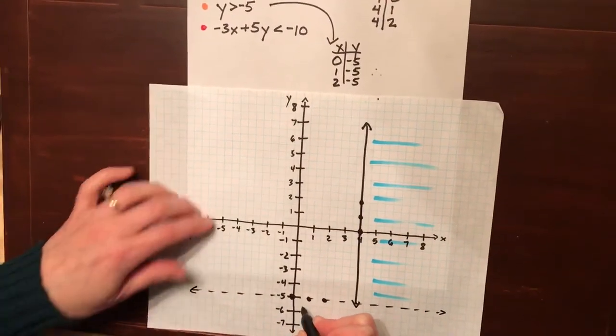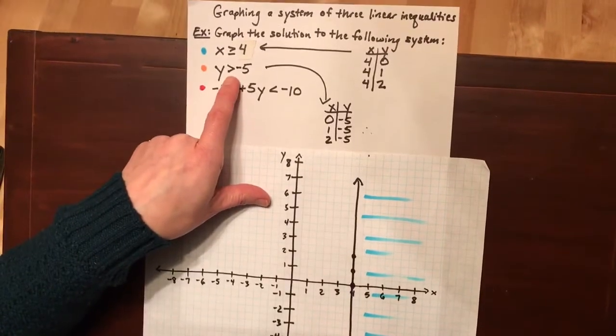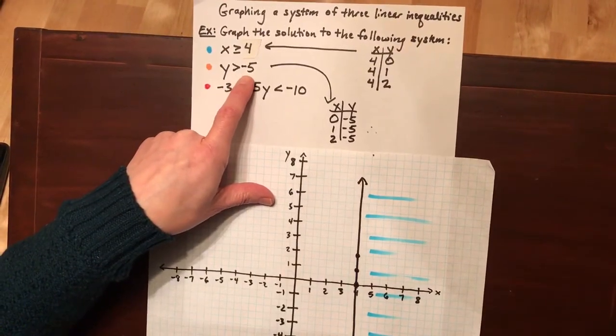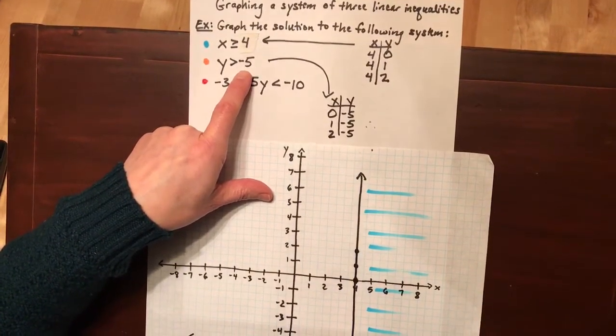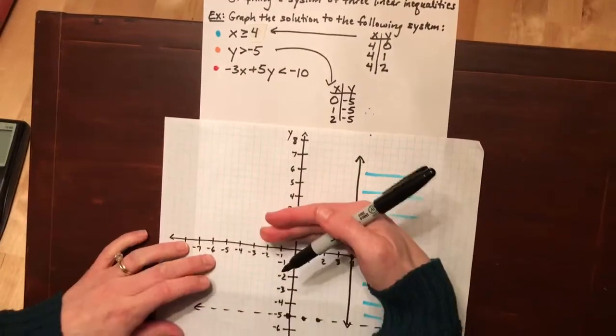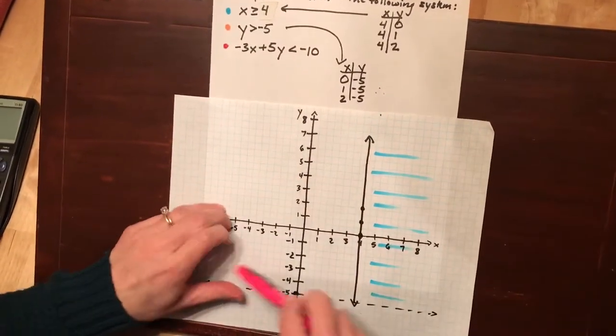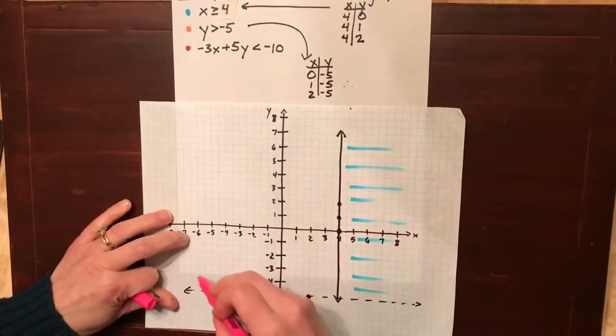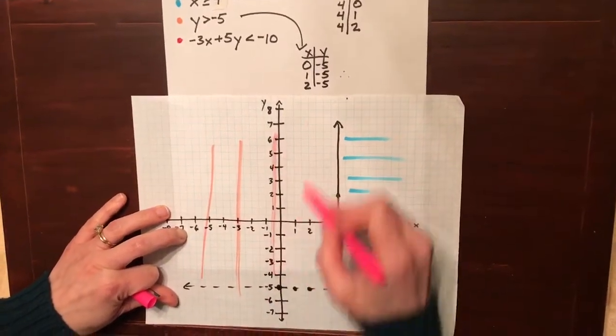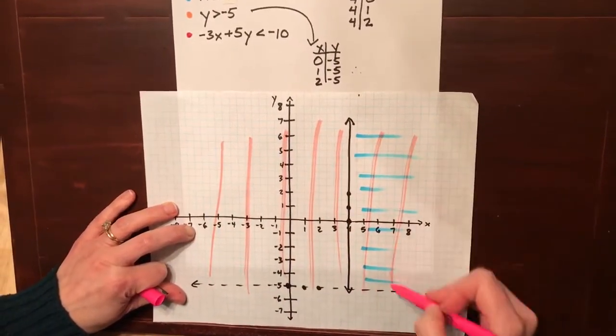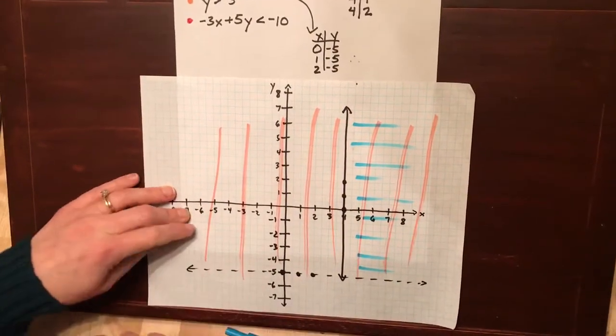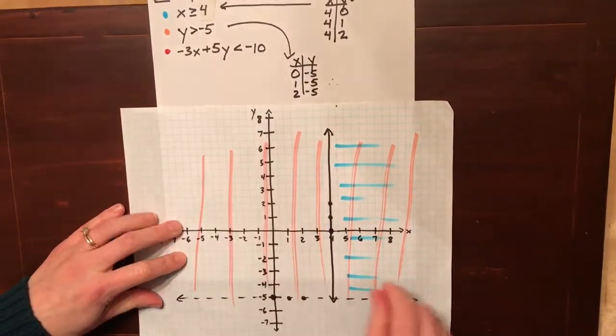Okay, and if you think about which values would be greater than y is -5, it would be above this line. So I'm going to shade those with the pink. So everything above the line would be y greater than -5.